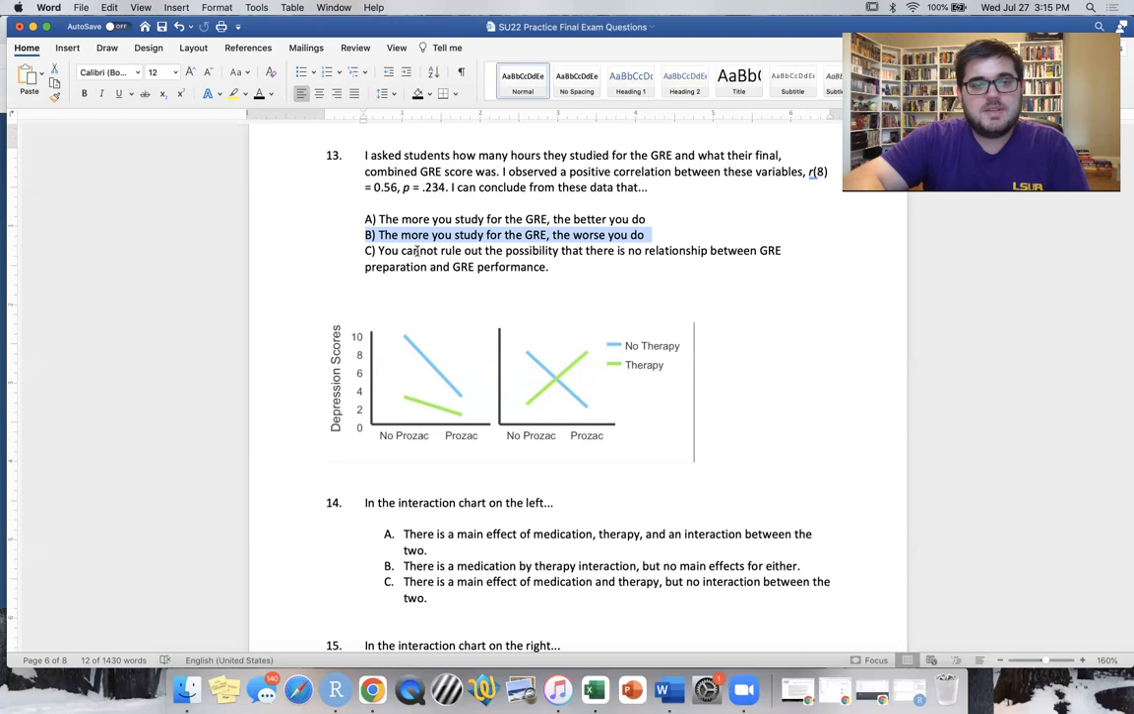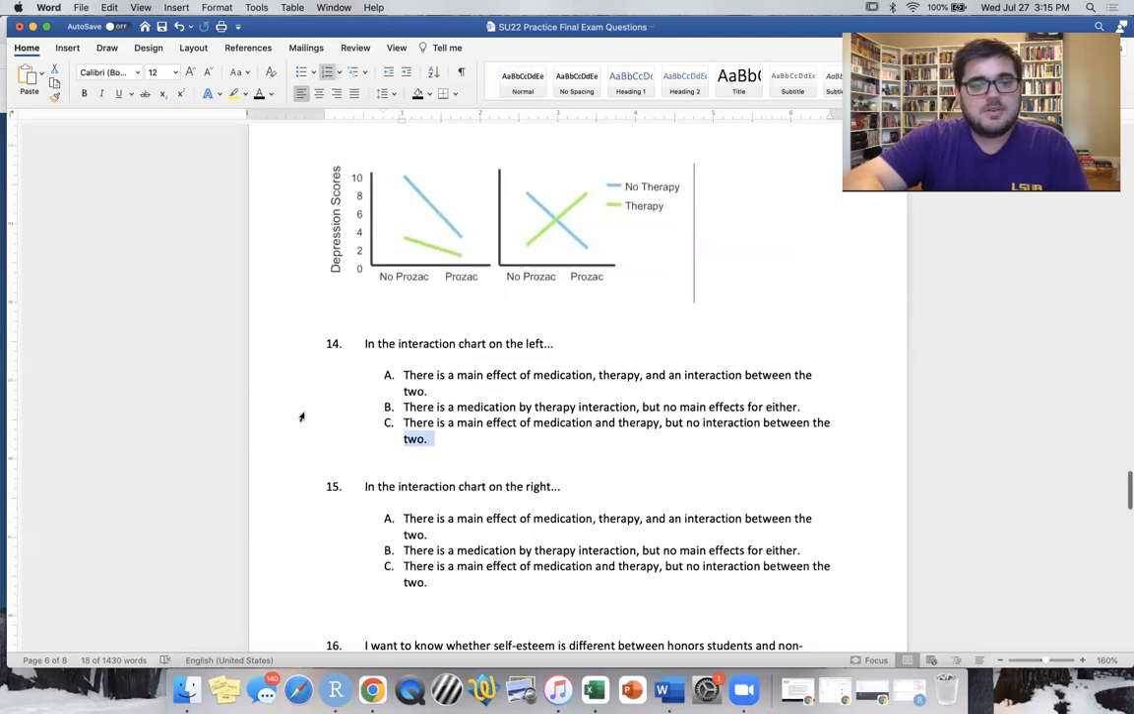So you can't conclude B. So basically you're left with C. You cannot rule out the possibility that there is no relationship between GRE preparation and GRE performance. You can't conclude that there's a positive correlation. You can't conclude that there's a negative correlation. P is not less than 0.05, so you have to keep the null hypothesis. The null hypothesis is that there's no correlation, bada boom.